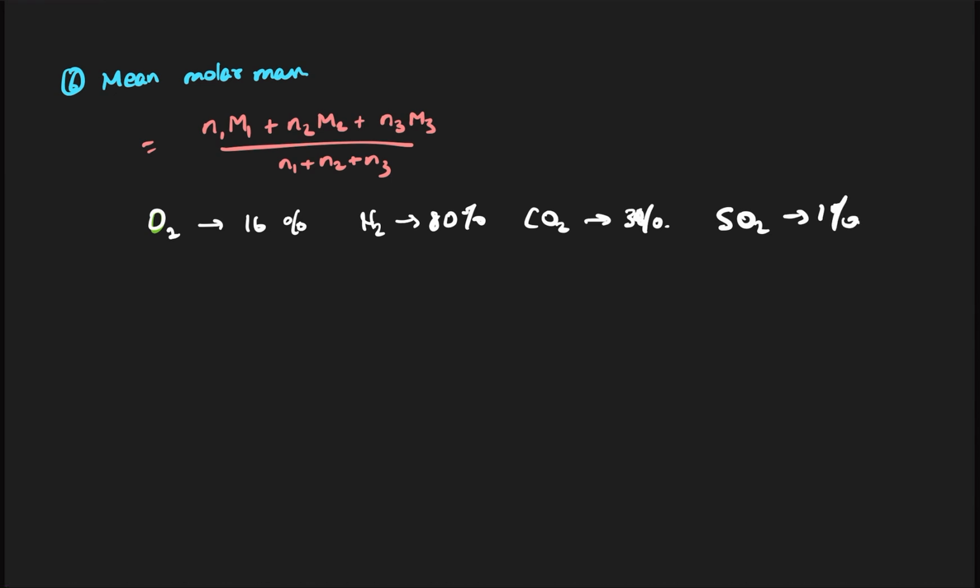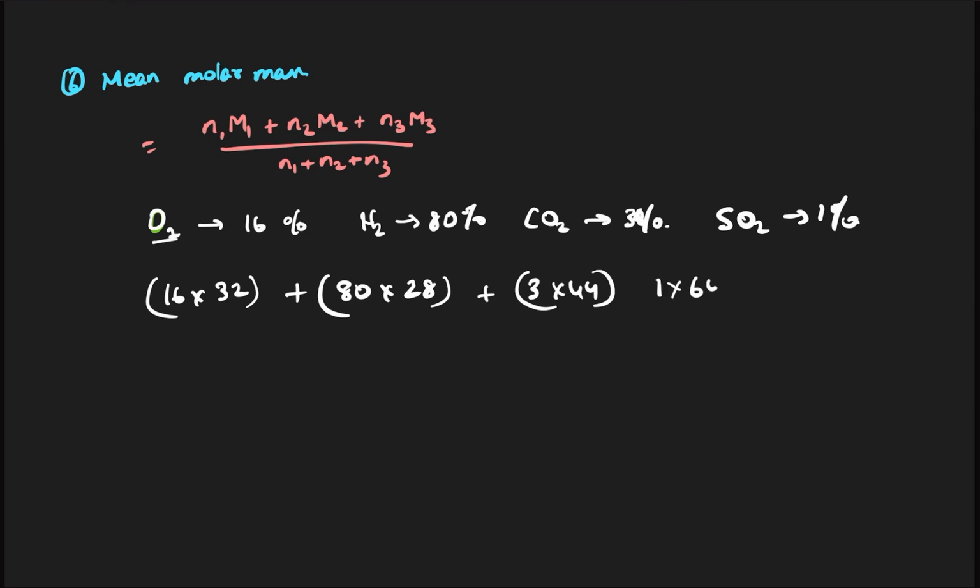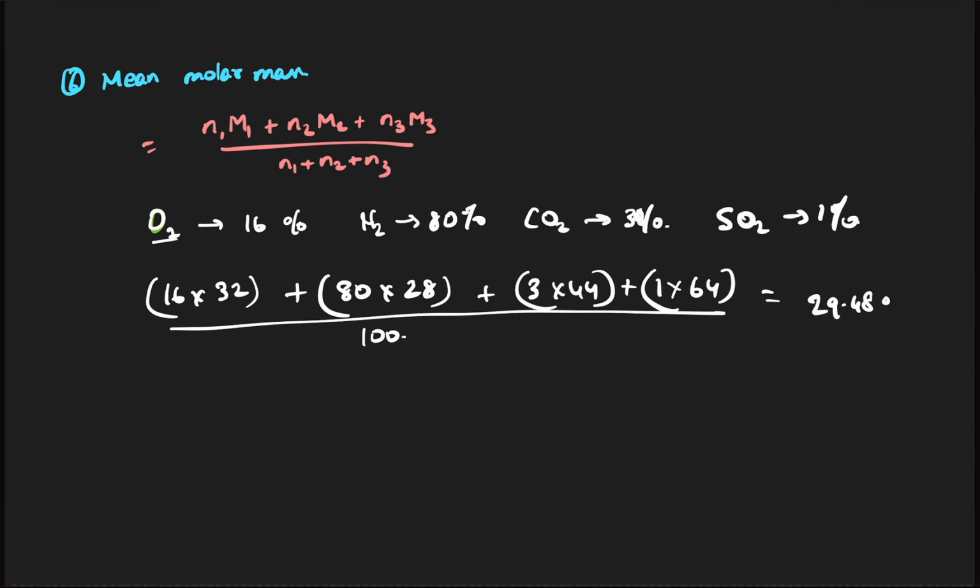What you are going to do is multiply 16 into the molecular mass of O2, which is 32, plus 80 into 28 for nitrogen, plus 3 into 44, carbon dioxide's mass. SO2 is 64, so 1 into 64 you multiply, and you add all these. The total is 100% because the total percentage is 100 here. So you get 29.48 as the final answer. This is known as mean molar mass.